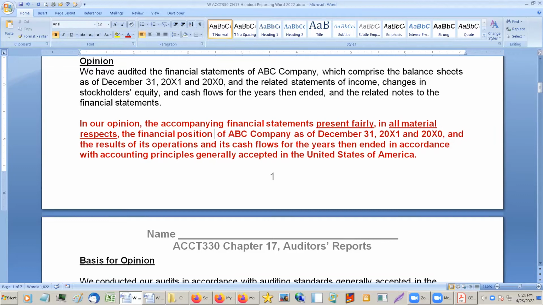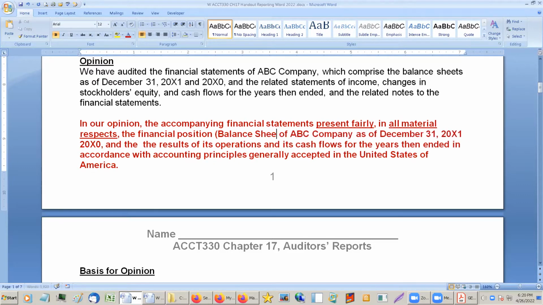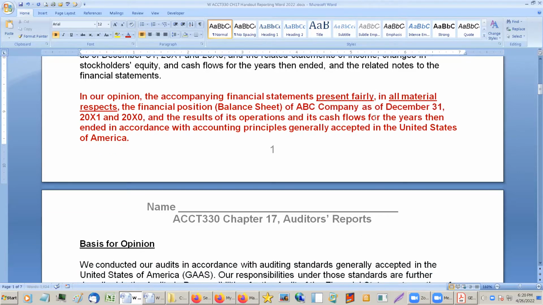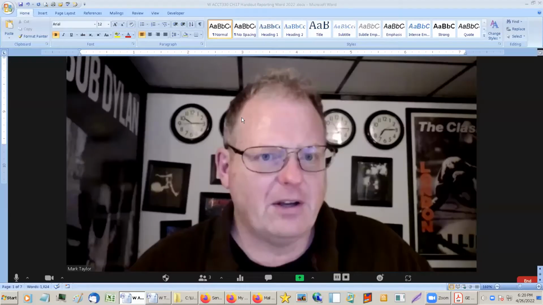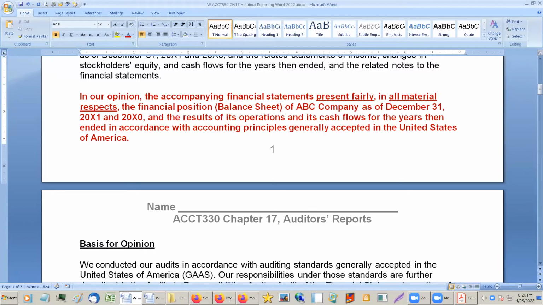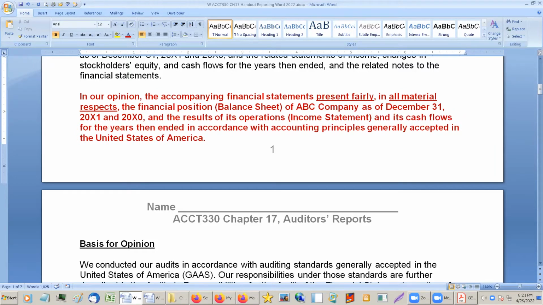Financial position, this is just the balance sheet. They just say balance sheet. I don't know why. Financial position is what they use in there. You will find companies, or CPA firms, that actually say balance sheet. But the one released by the AICPA says financial position. Results of operations, that's the income statement. Results of operations are the same thing as income statement. Cash flow is just cash flow.